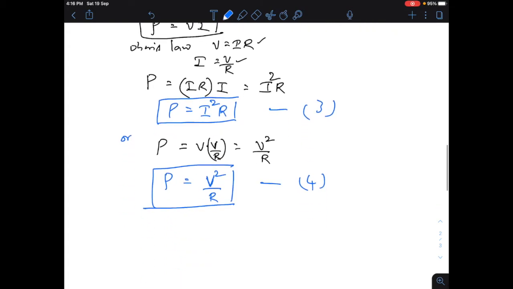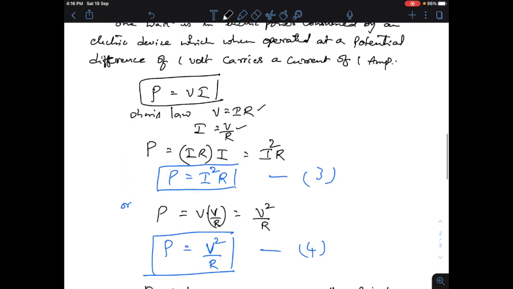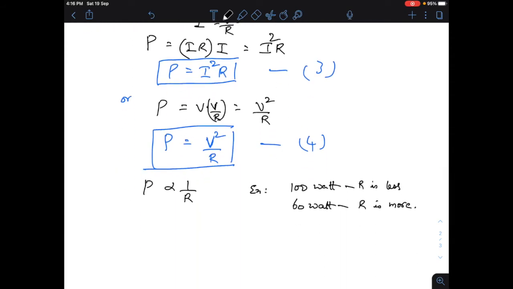Now, from this one we can see that power is inversely related to resistance. That means, resistance of a high power device is smaller than a low power device. Example, resistance of a 100 watt bulb and a 60 watt bulb. Here power is more, so 100 watt bulb resistance is less and 60 watt bulb resistance is more. Now all these 4 different expressions for electric power are used to solve numericals in this topic, which I will be doing in a separate video.